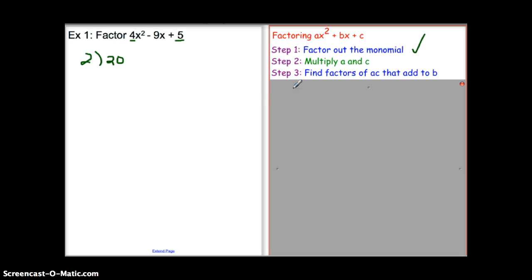Step 3, we need to find factors of 20 that add to negative 9. For this, you can kind of do a little bit of an X method in the middle. Be careful that you don't try to keep your factors as your final answer. So I want factors of positive 20 that add to a negative 9. Well, that's not going to be too bad. That's just going to be a negative 4 and a negative 5. And it doesn't matter which order we put those in. So hey, step 2 and step 3 are done now.